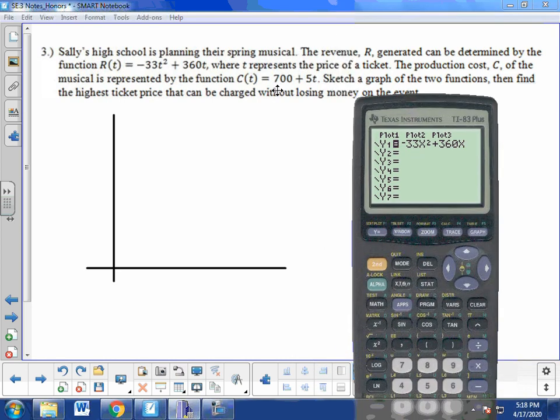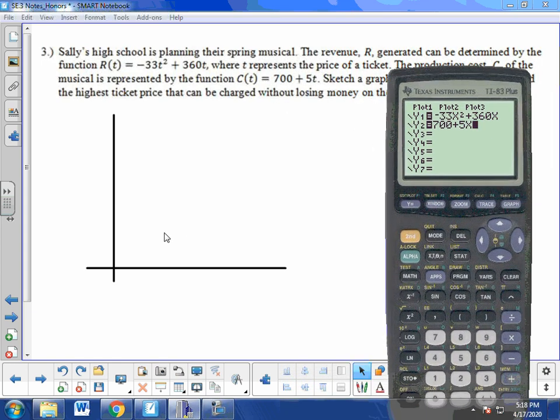If I look at the cost function as well, it's basically y equals this expression. So I want to type that one in, 700 plus 5x. So we're going to have two functions on this graph.